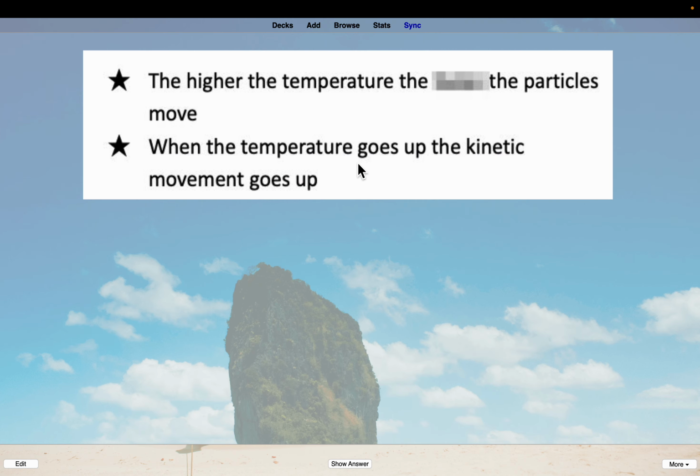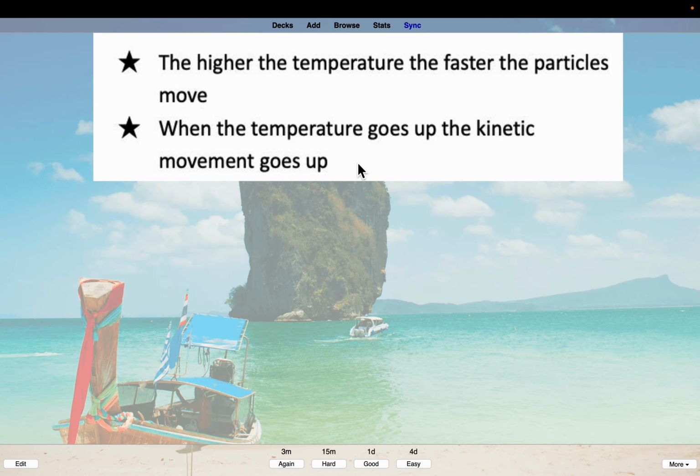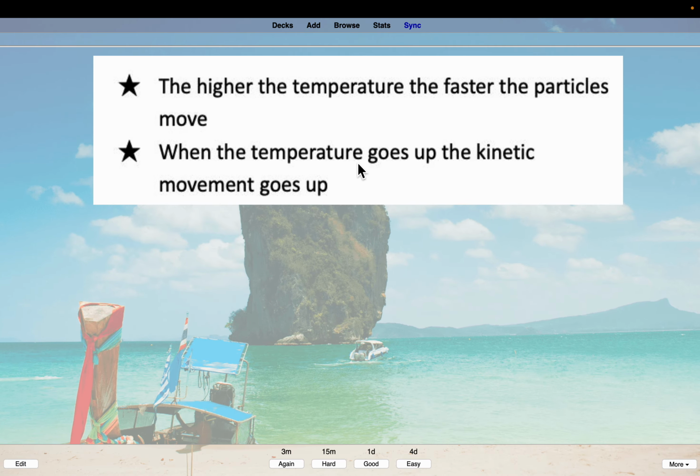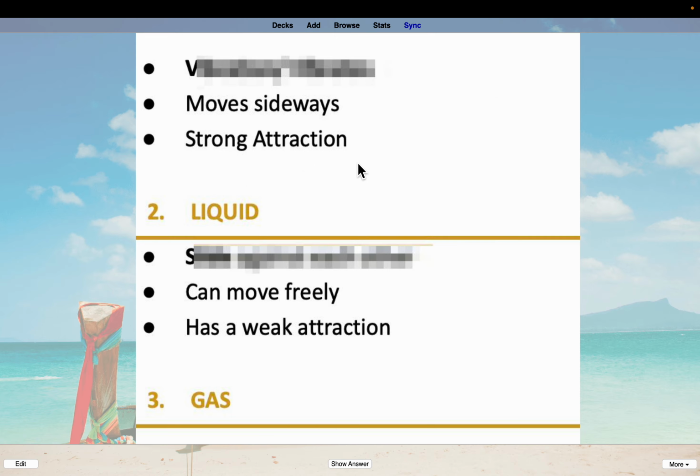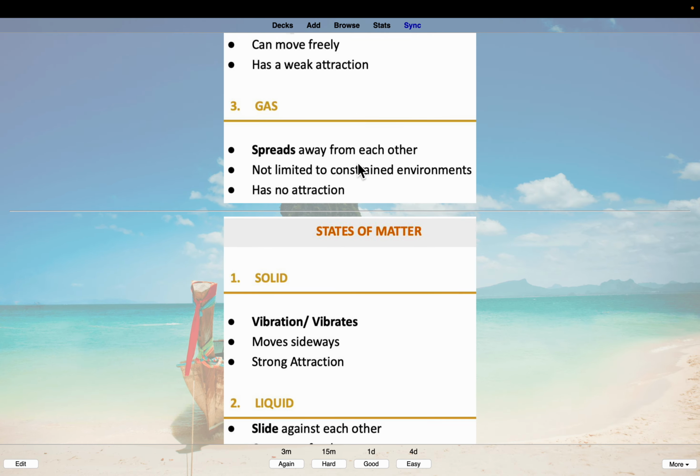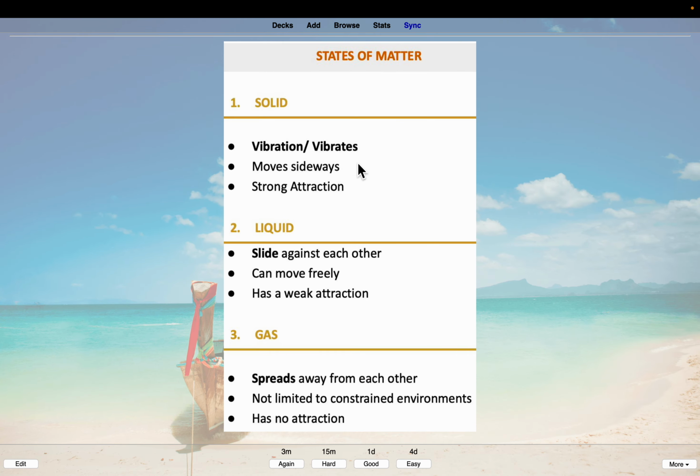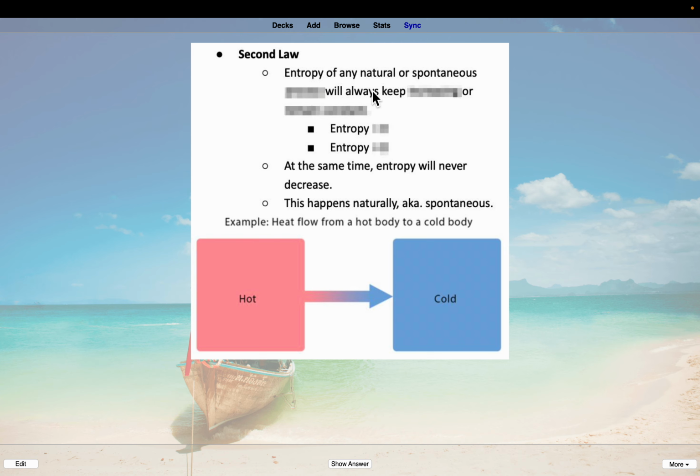Next, the higher the temperature, the faster the particles move. And when the temperature goes up, the kinetic movement goes up. It's already been stated in the previous vid. You've already seen this as well. Just citing the video before this, because we've already tackled, I believe, most of the flashcards in this deck in that video.